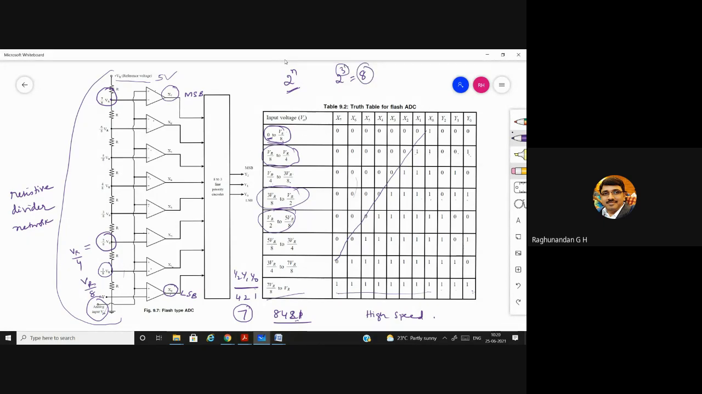Suppose they ask for 4-bit, then it will be 2 to the power of 4. So for 2 to the power of 4, how many comparators do you need to use? 16 comparators you need to use. If they're asking for a 2-bit, how many comparators do you need to use?